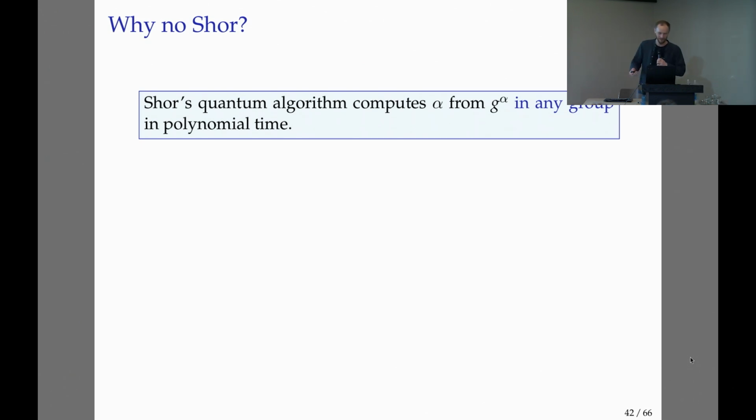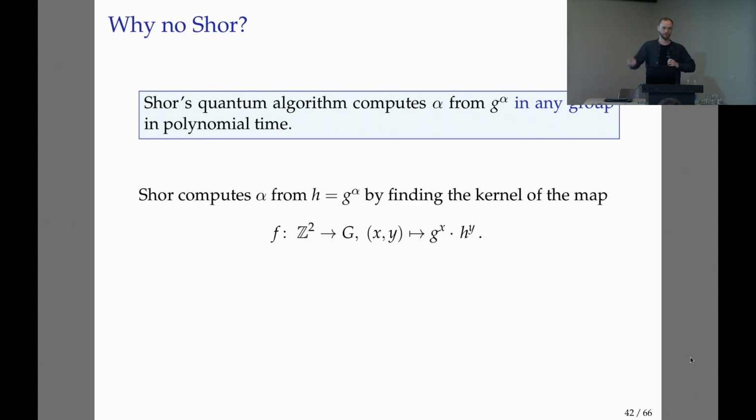Okay, one thing that I haven't yet talked about is why the Shor approach doesn't break this, right? I mean, it looks very similar to normal Diffie-Hellman. We have the same type of graph structure. Why doesn't this just break it?